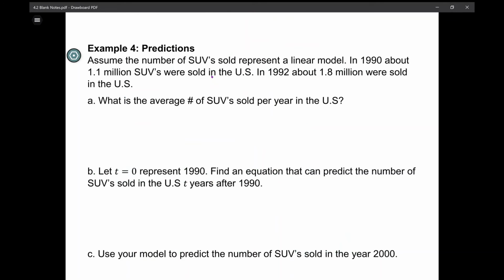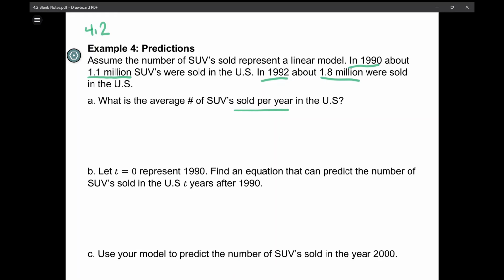All right, here's our last example for section 4.2. So let's assume the number of SUVs sold in the United States represents a linear model. In 1990, about 1.1 million SUVs were sold, and in 1992, about 1.8 million were sold. All right, the first question asks, what is the average number of SUVs sold per year in the United States? All right, so this is an average rate of change problem.